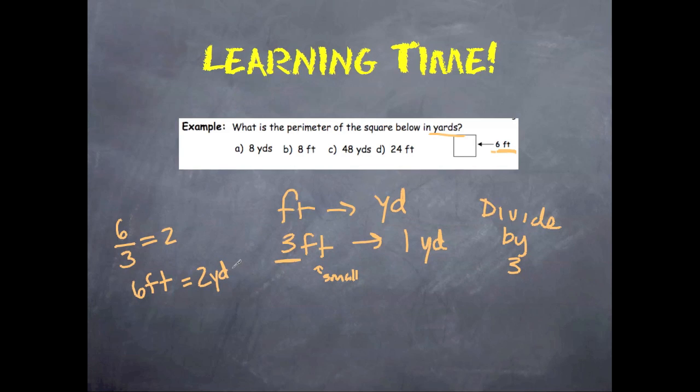So now they ask us to find the perimeter of the square, and the perimeter is found by adding all the sides of a figure together. So a square has all equal sides, and it has 4 sides. So that means we can do 2 yards times 4, and that gives us 8 yards. And that is answer choice A. Hope that helps.